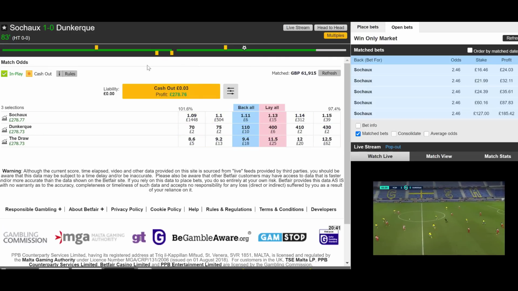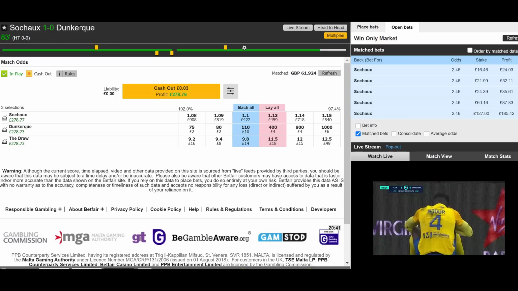But then you could also say, well, if they equalise early on, there's still time for that home team to then retake the lead once again. However, an equaliser now would be pretty damaging, and there's probably going to be no time for the home team to get back in front.